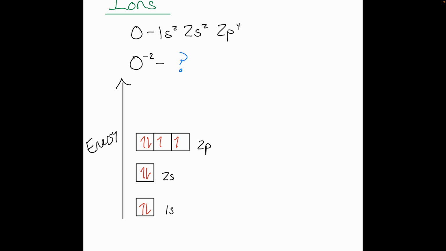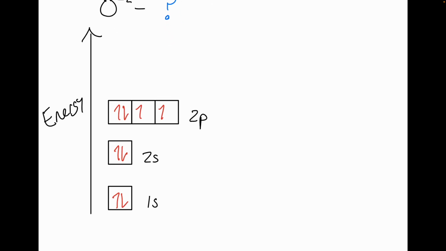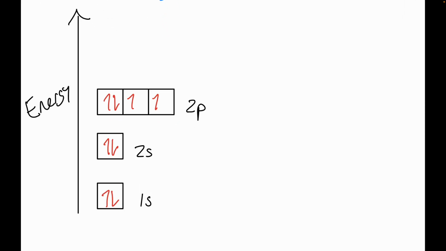Okay? Well, look at this diagram here. In order for oxygen to become the oxide ion, let's think about our charge balancing here. What's going to happen to that oxygen atom? It's going to have to gain 2 electrons.